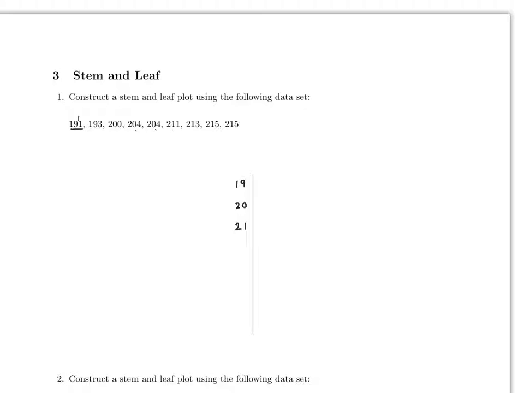For the 19s, I have 19 with a 1 after it for 191. I have a 3 after it for 193. For the 200, I'll put a 0 here. I have a 204. I have another 204 as well. I have a 211, so 21, 1 for that, 21, 3, 21, 5, and 21, 5 again. So once again, the key here is we divide off the last number, that'll be the leaf on the right side, everything else will be the stem on the left side, and if we have repeats, that's fine, we just repeat that digit.